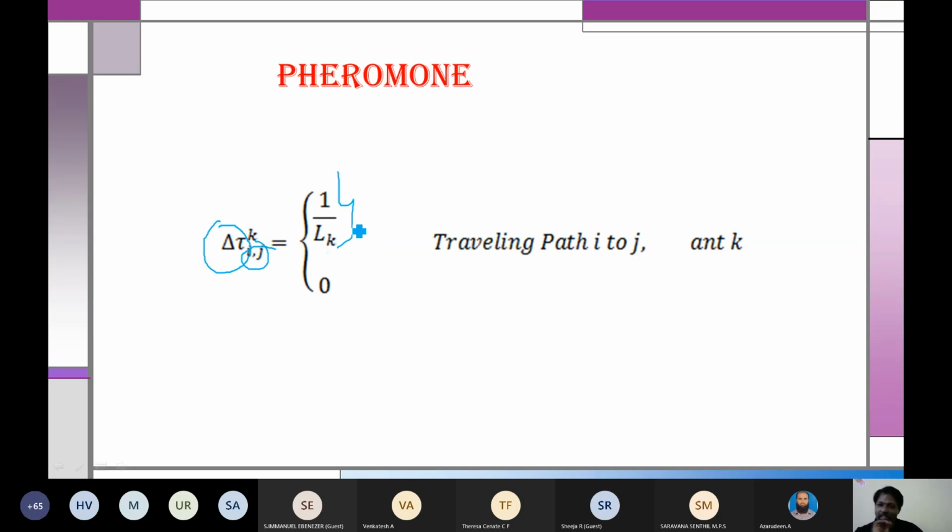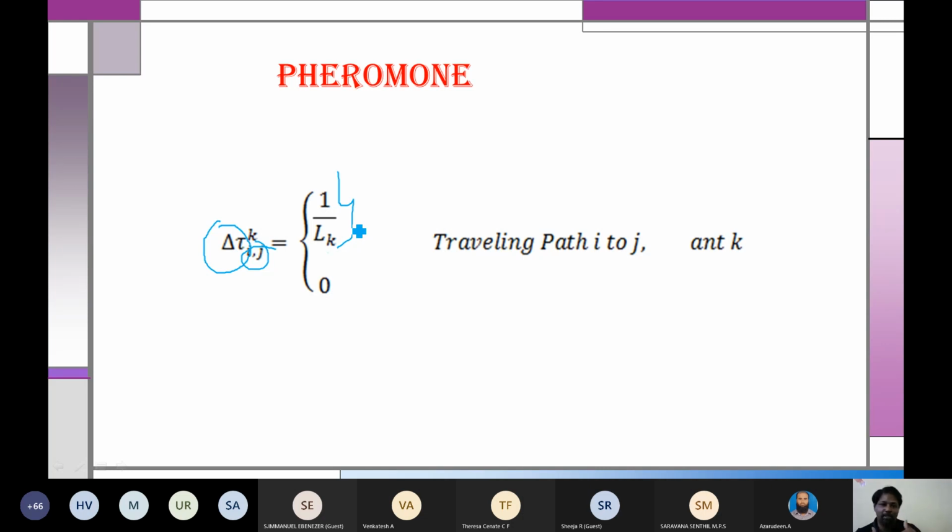Why is it 1 by Lk? We have seen this, right? The analogy is that when the distance is more, the amount of pheromone is less, because more distance means it has to travel a long time, so the pheromones will evaporate. Whereas when the distance is short, it can go and come quickly, so more pheromone will be deposited. Long distance means less pheromone, short distance means more pheromone. We want to find the shortest path, right? That's why it's 1 by Lk. And 0 means it is not going through path I and J. Hope it's clear.